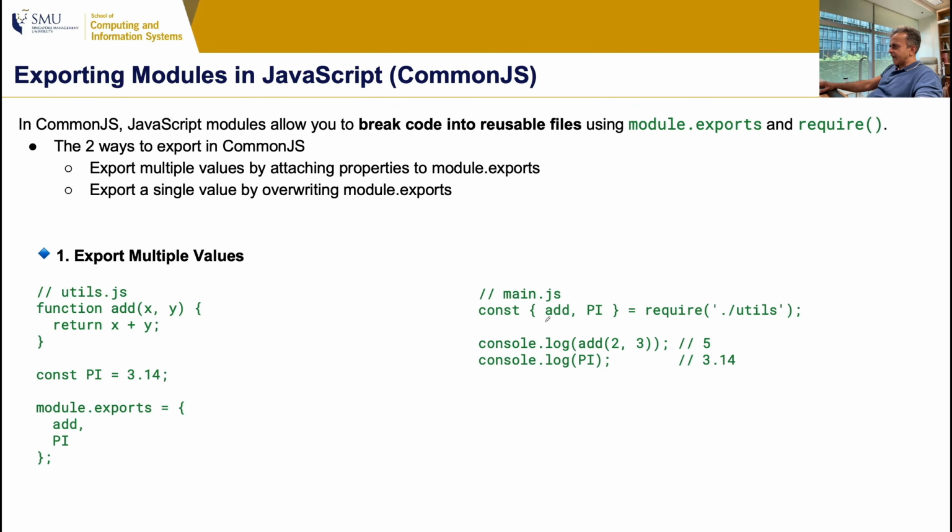You just say require, that just gives you that object, and then you just unpack it. After that, you have add and pi in the current scope. You can just use them. Add is a function, so you can add a couple of things. Pi is a constant that you defined here, that is available to you in main.js. That's all. There's nothing complicated here.